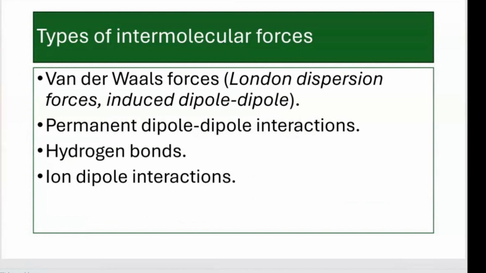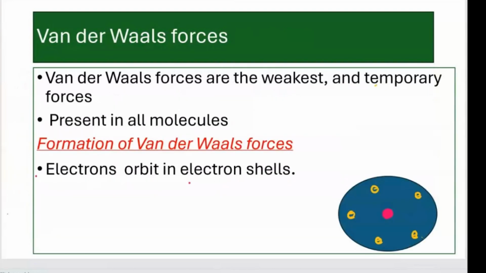There are four main types of intermolecular forces: van der Waals forces, permanent dipole-dipole interactions, hydrogen bonds, and ion-dipole interactions. Van der Waals forces are the weakest and temporarily present in all molecules. Here is an explanation of the formation of van der Waals forces.